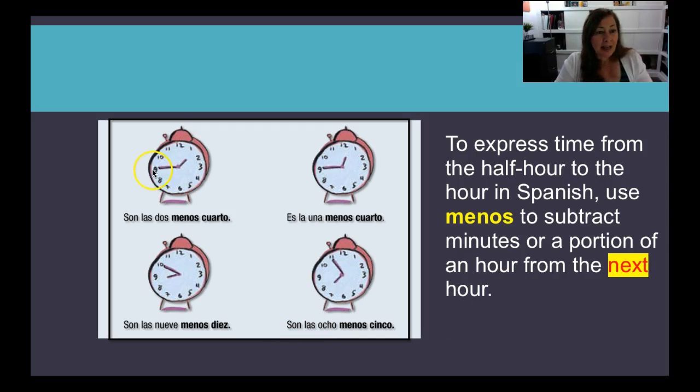Once the minute hand gets on the left side of the clock, to think of it that way, you start subtracting from the upcoming hour or the next hour. So we use menos and you just subtract a portion of the hour. Son las 2 menos cuarto. Aquí son las 9 menos 10.